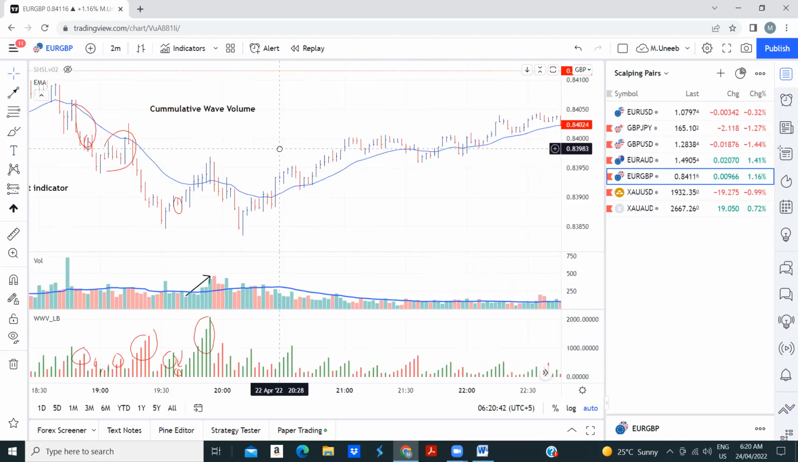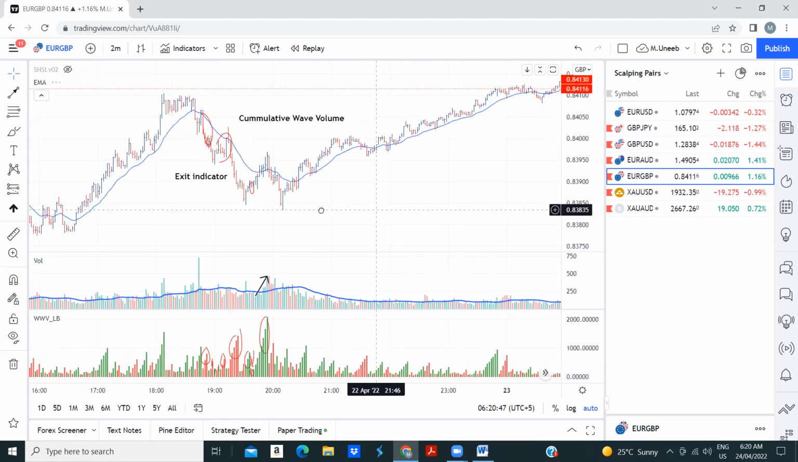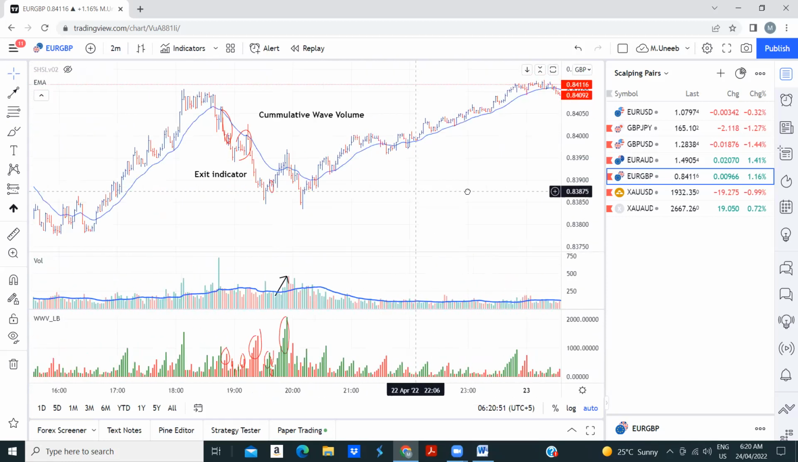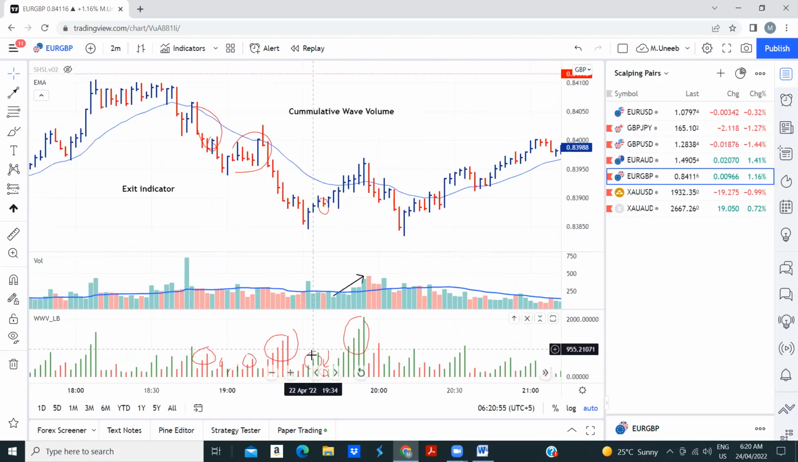So you see, after this, what happened? What did you see? It's a huge uptrend, huge uptrend. Just right after this move, this move gave me an early indication. This whole move.